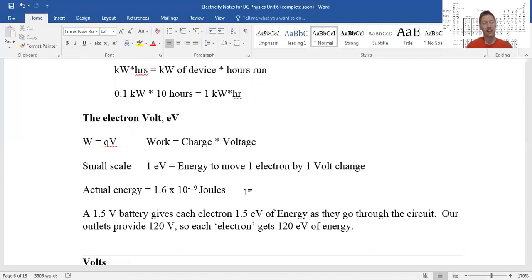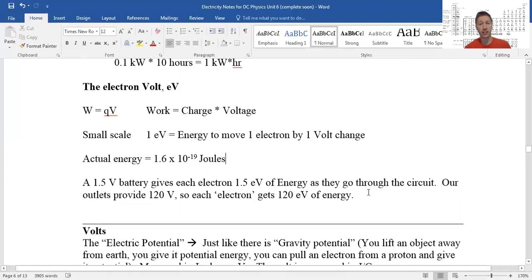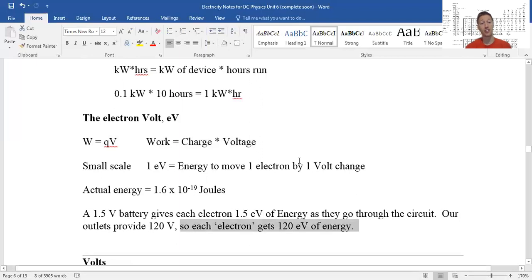All right. Your devices at your house, they don't run off just one electron doing work. They run off of bazillions of electrons. So on your outlet, you can think of the outlet providing each electron 120 electron volts of energy. So again, we use the electron volt just on a small scale to talk about energy for an electron.